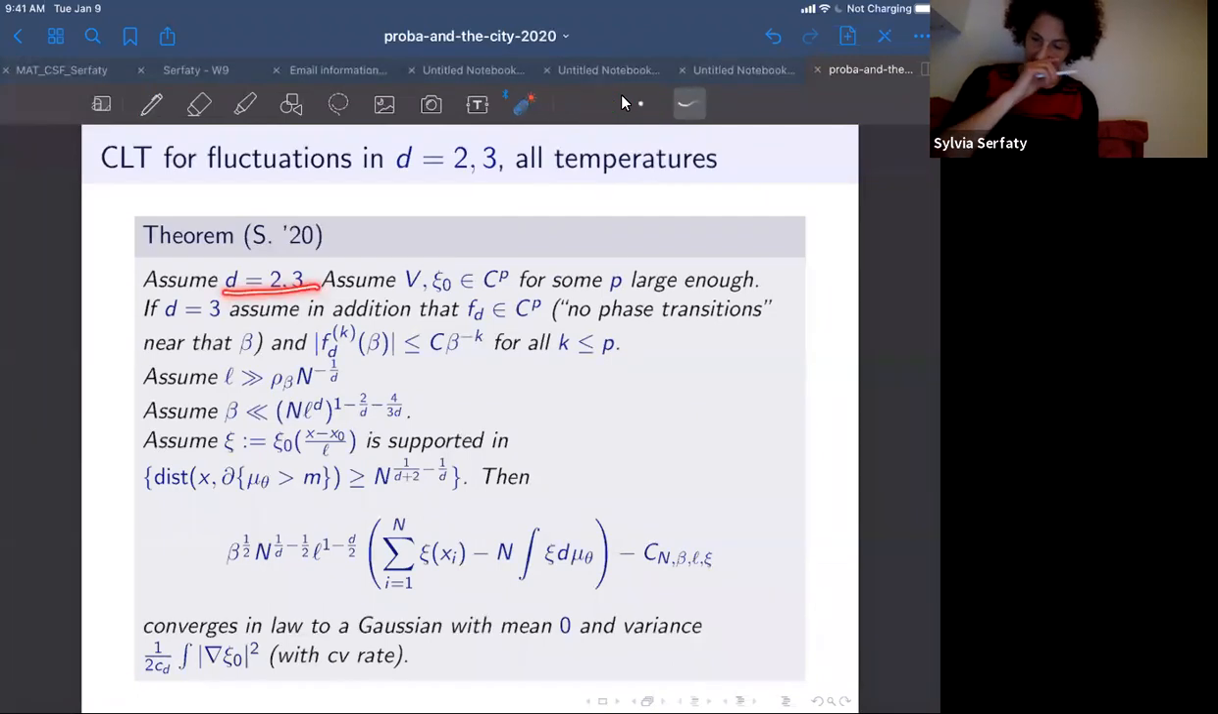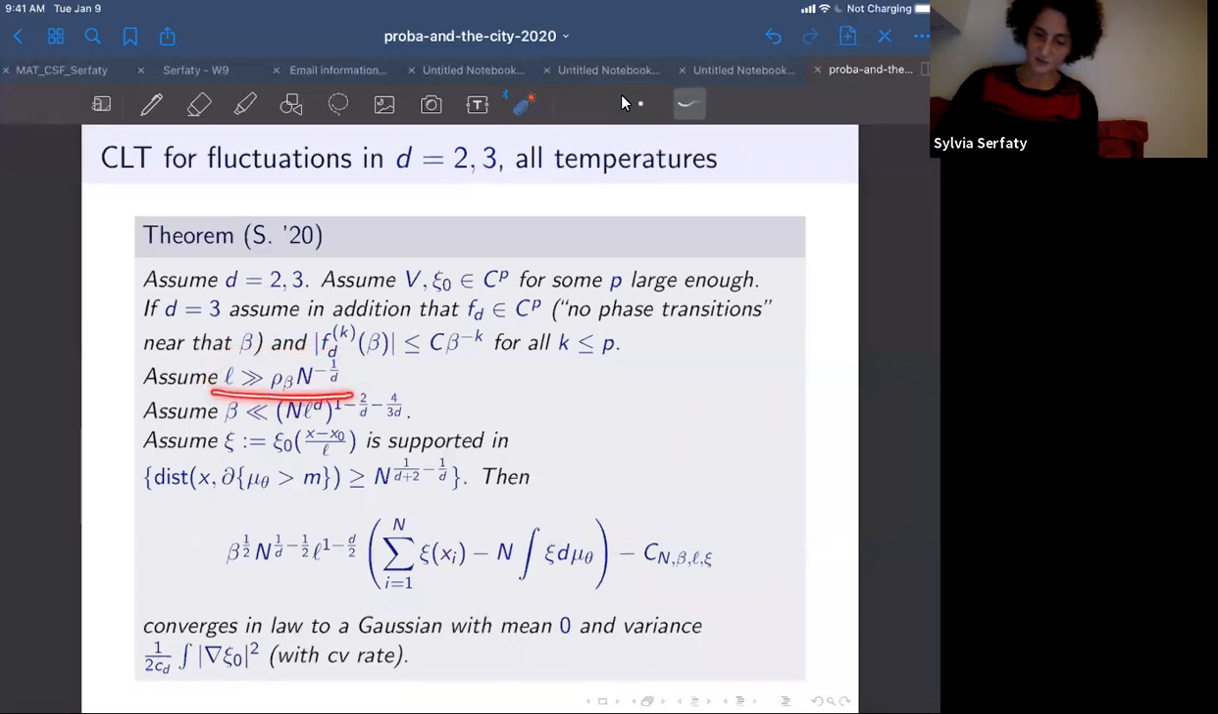So in dimensions 2 or 3, V smooth enough, the test function smooth enough. Let's not discuss that. In dimension 3, assume in addition that this free energy function is quite regular. That's an assumption that I cannot justify, but it corresponds to saying that near this beta you don't have a phase transition, because the free energy as a function of beta has to be smooth there, and you have some good estimates in case beta is very large or very small. And now this assumption, that's the length scale down to which I'm going to be able to prove the CLT.